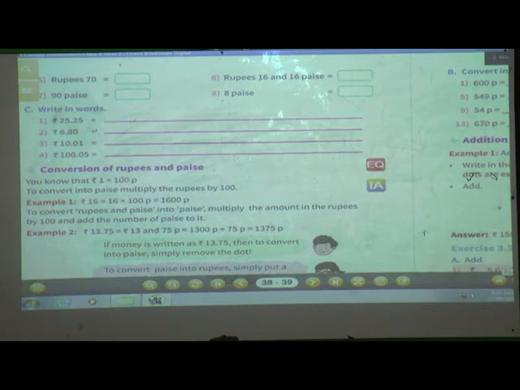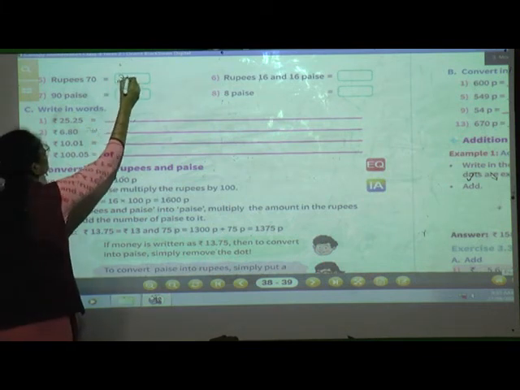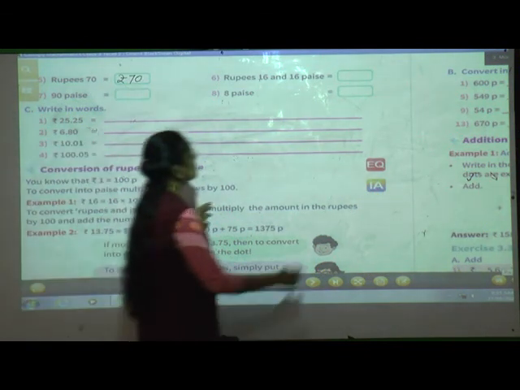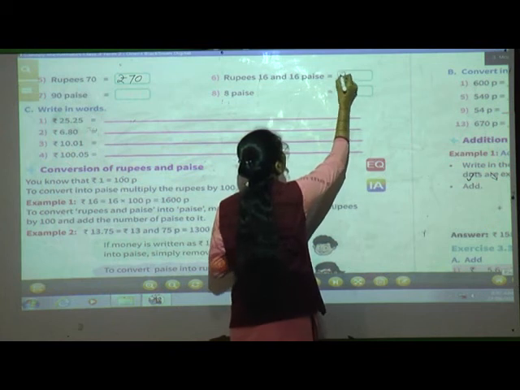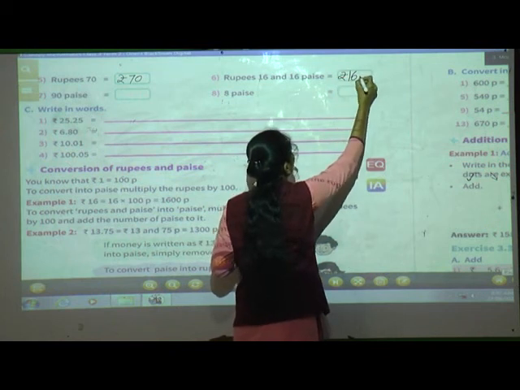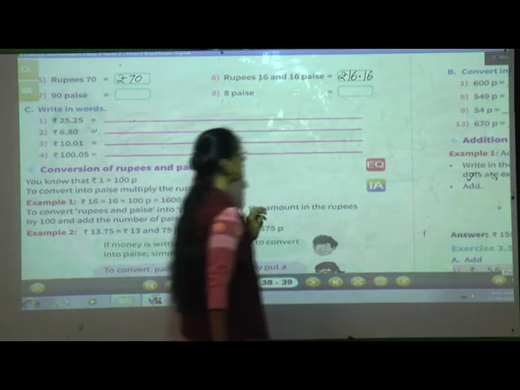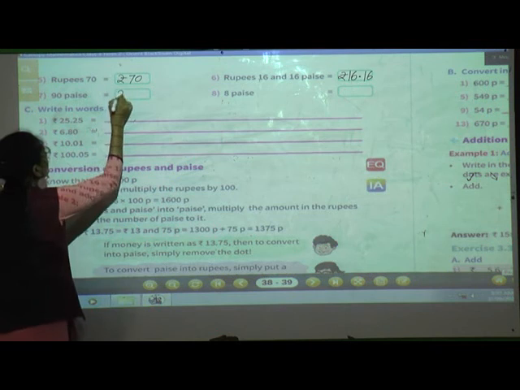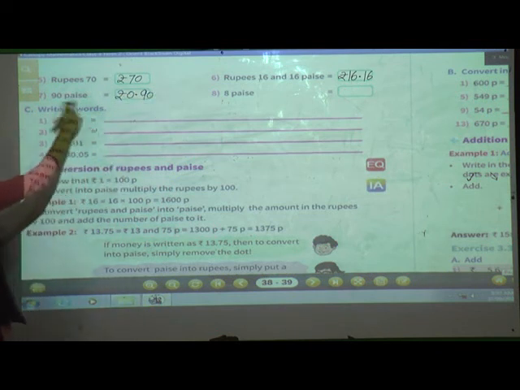Rupees 70. How will you write rupees 70? Here only rupees 70. Okay. Next, rupees 16 and 16 paise. So write first rupees 16, then give a dot and then 16 paise. Next, 90 paise. Now see here, no rupees are there. Means 0 rupees are there. So what we will write? Rupees 0.90, because here only paise is there.